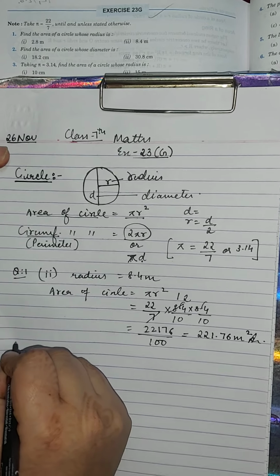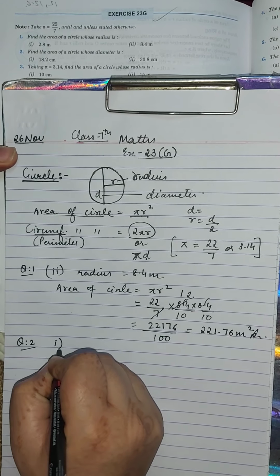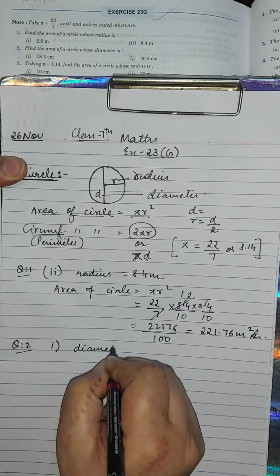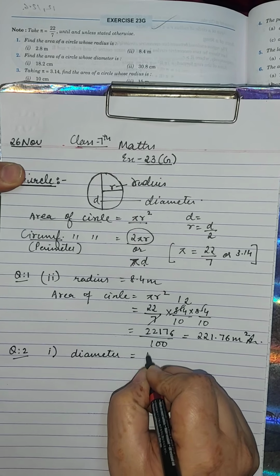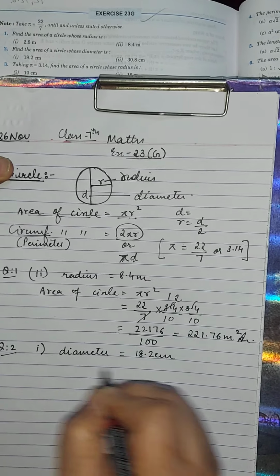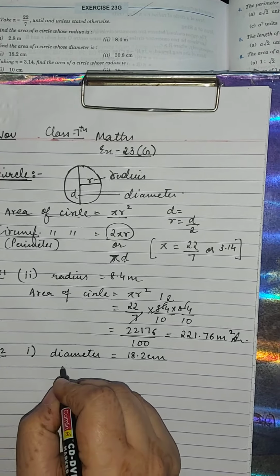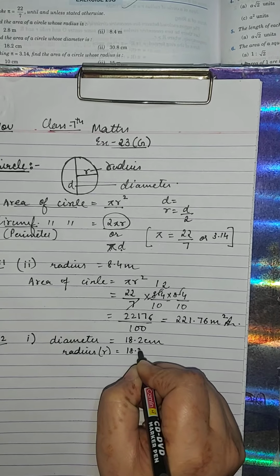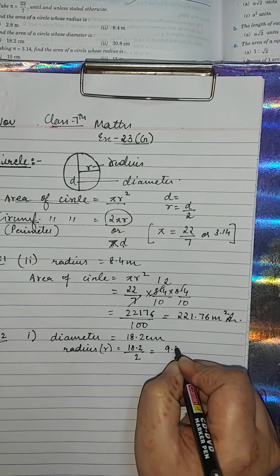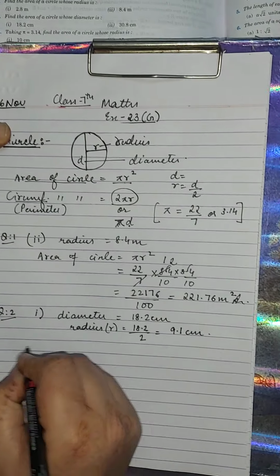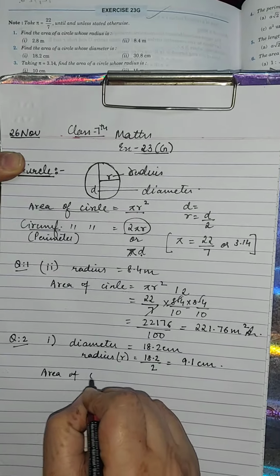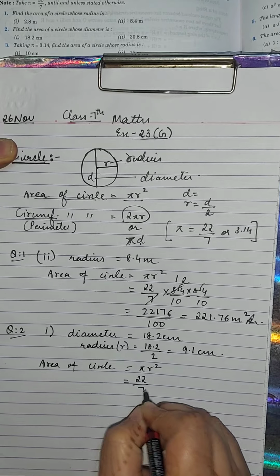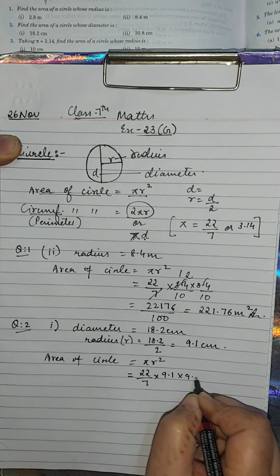See question number 2. I am doing the first part. Find the area of a circle whose diameter is given, that is first part 18.2 centimeter, and we have to find the area. So first of all we will find the radius. Radius, मतलब r आपने find करना है. 18.2 upon 2. This will be equal to 9.1 centimeter. Now you will find the area of circle. Area of circle, again you will apply the formula pi r square. Pi value 22 upon 7 into 9.1 into 9.1.